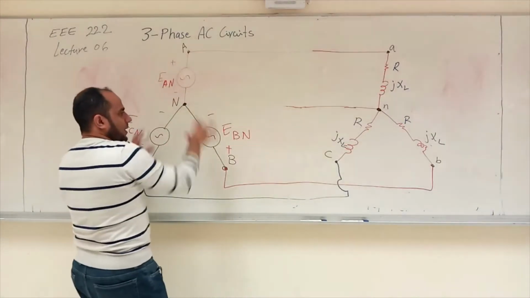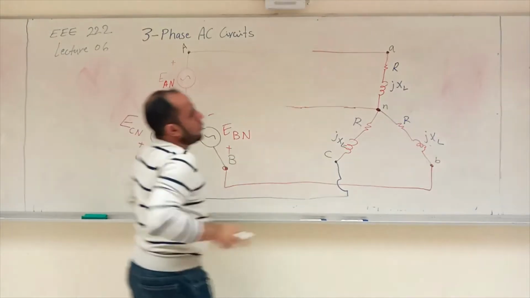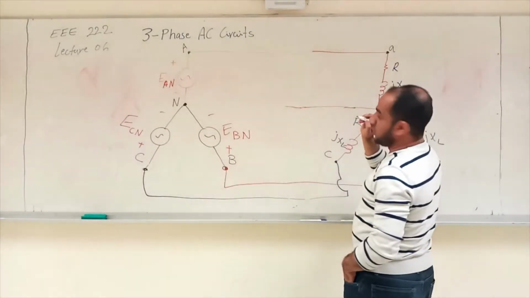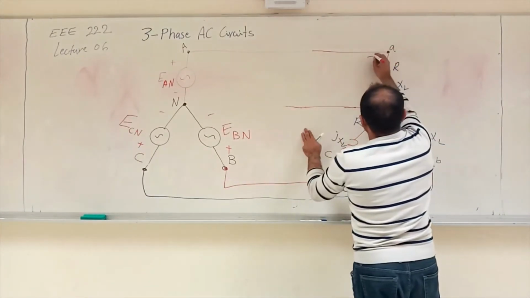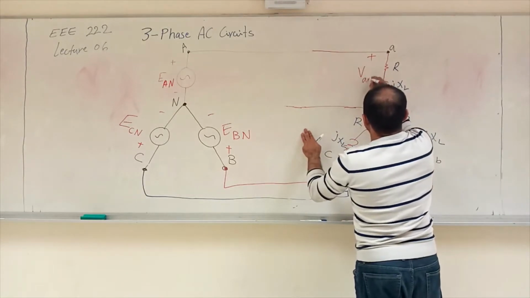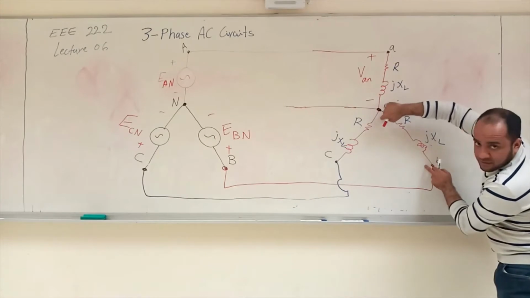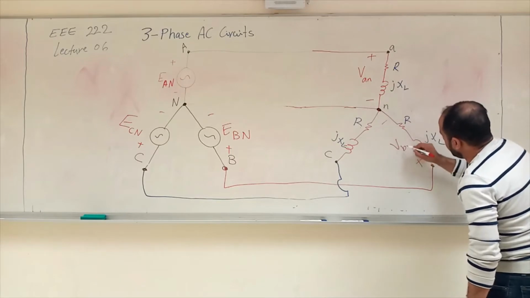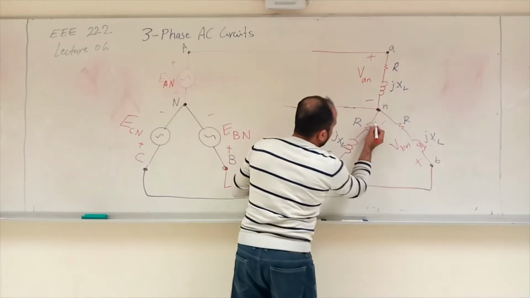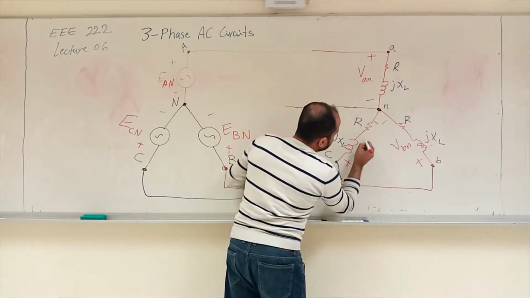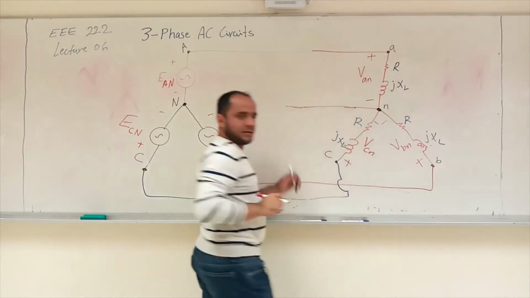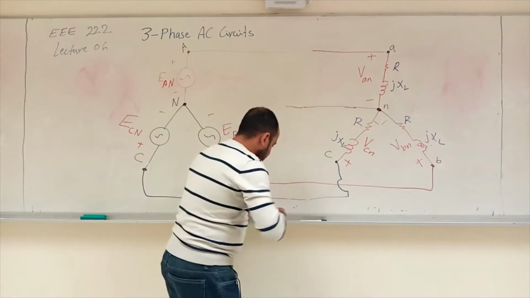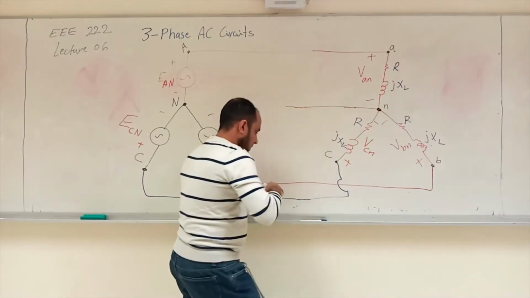Now, typically in the supply side or in the source side, I use E. When I go on the load side, to distinguish between them, I'm going to use V for the voltage. So from here to here, this is a plus minus VAN. From here to here, across the load, this is a plus minus VBN. And from here to here, again, plus minus VCN. Right? Good. And this is connected here.